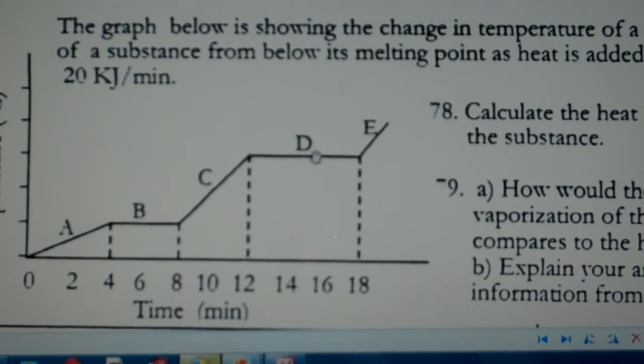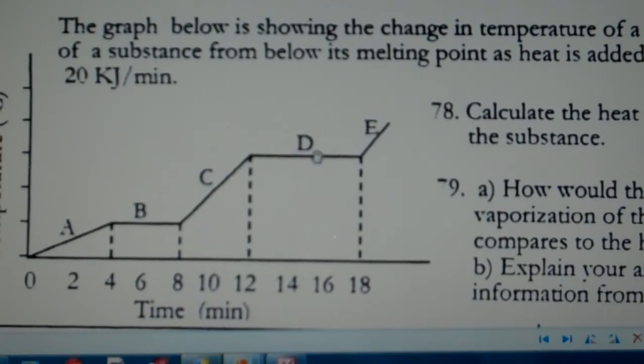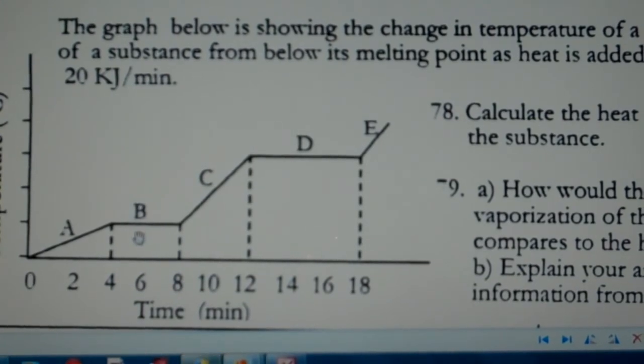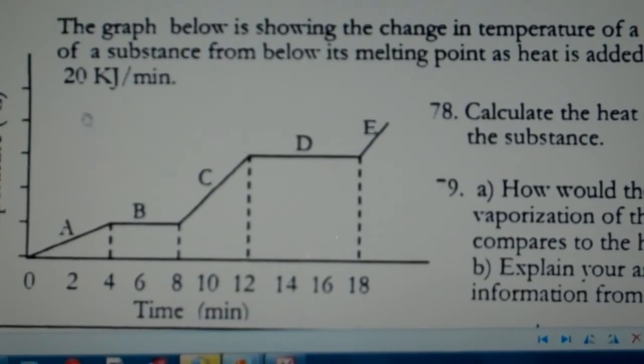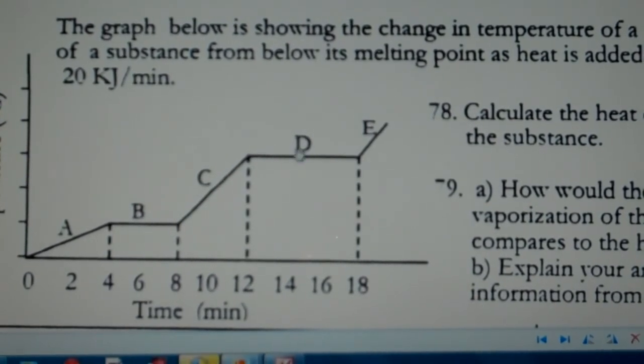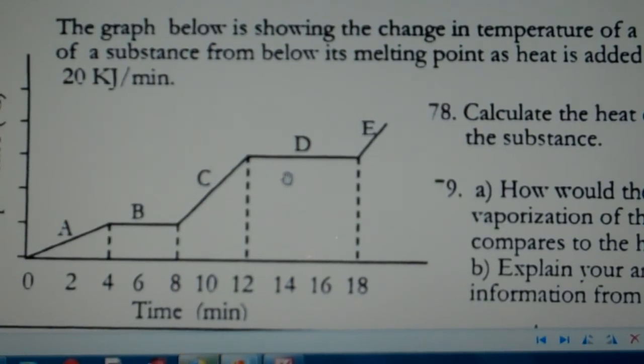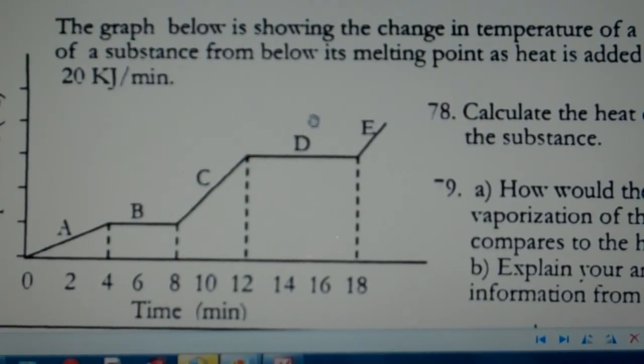And then for B, it's pretty much what we just said, using the graph as the explanation. At B, it goes from 4 minutes to 8 minutes, so it takes 4 minutes to melt. Therefore, it would be 4 times 20, which would be 80 for B. Whereas D, it's from 12 minutes to 18 minutes, which is 6 minutes total for it to vaporize. So 6 times 20 is 120 kilojoules. Therefore, it takes more energy for D than it does for B.